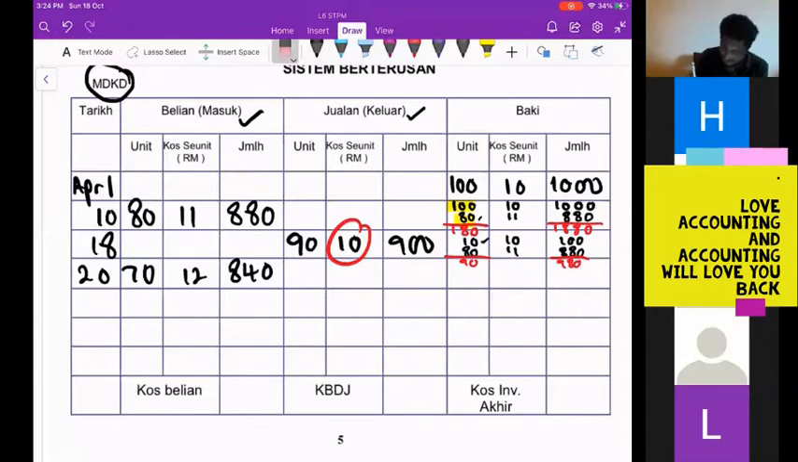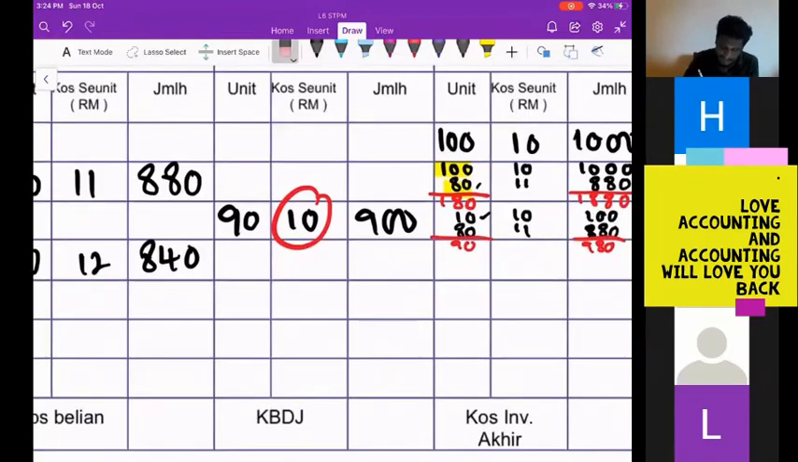Okay, I repeat again now. Some students asked me to repeat. On the 20th, saya beli 70 unit. Each unit adalah 12 ringgit. So darab 12 ringgit, I get 840. Now the balance, the baki dekat sini, you need to calculate the baki. I use a different color pen lah, so you see that clearly.